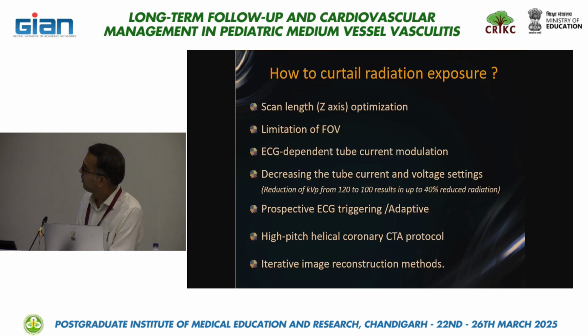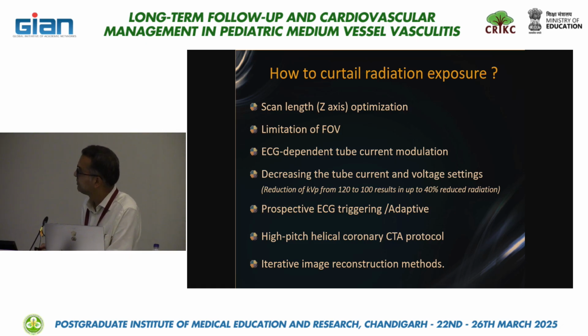Then, how to optimize radiation exposure, as we were discussing, because this is the most important aspect, which is limiting the full implementation of coronary CT angiography in kids, which is the gold standard for the adult population. We have several methods these days to reduce the radiation exposure to sub-millisievert scans. Even half a millisievert is possible with current generation scanners.